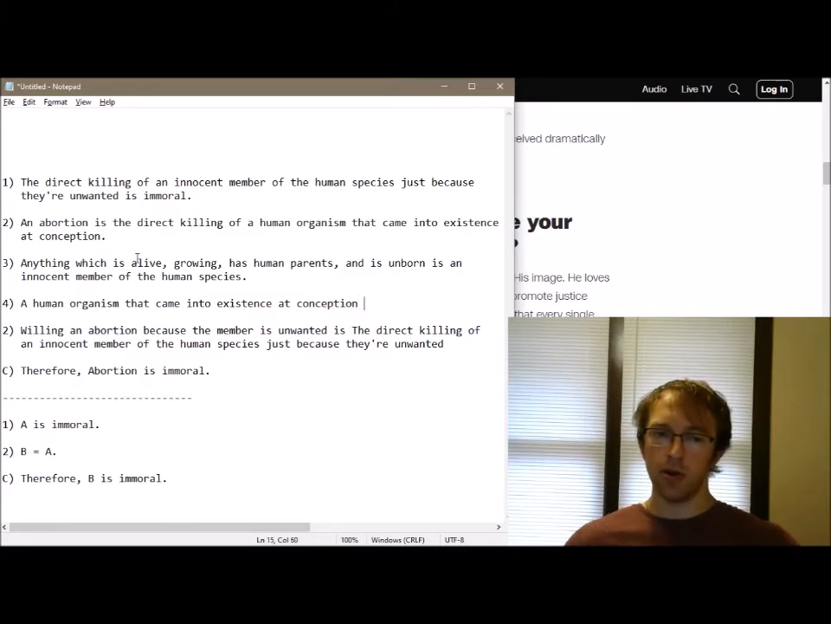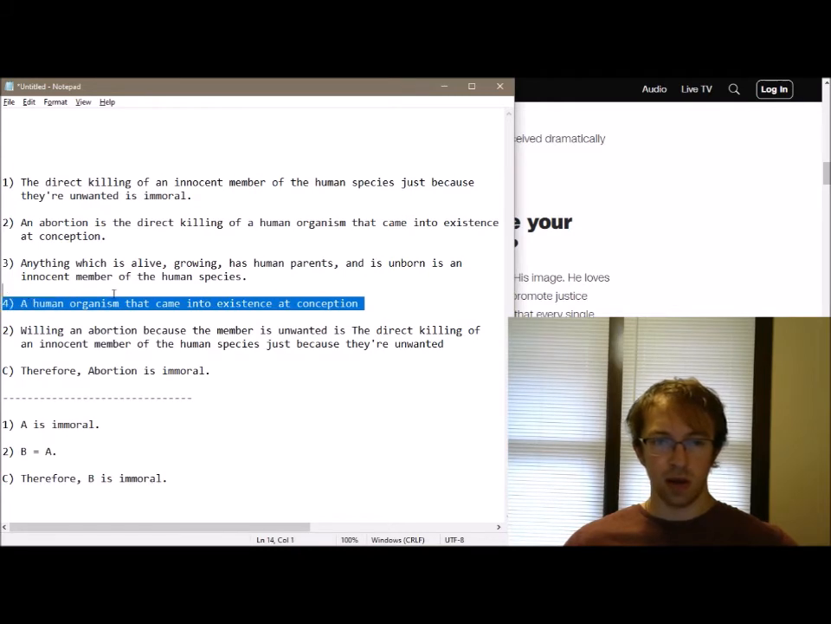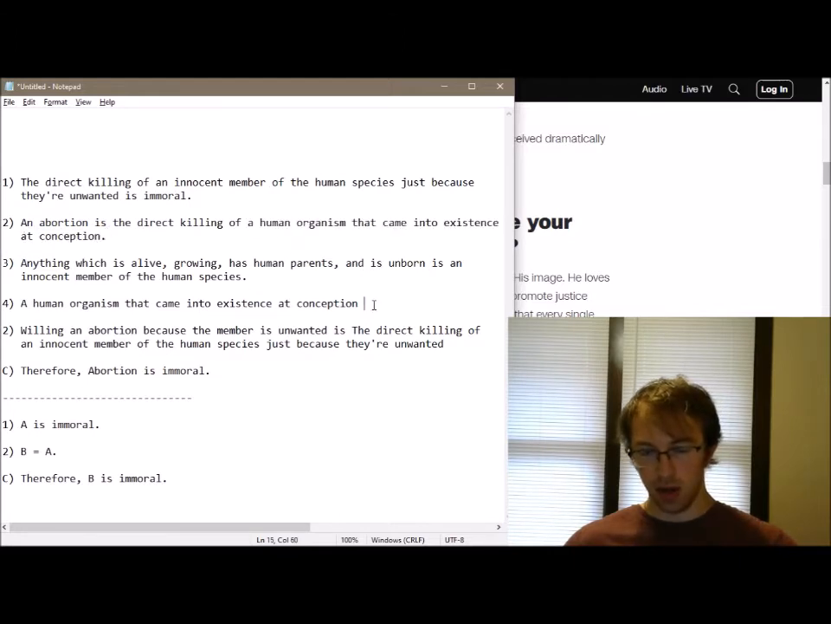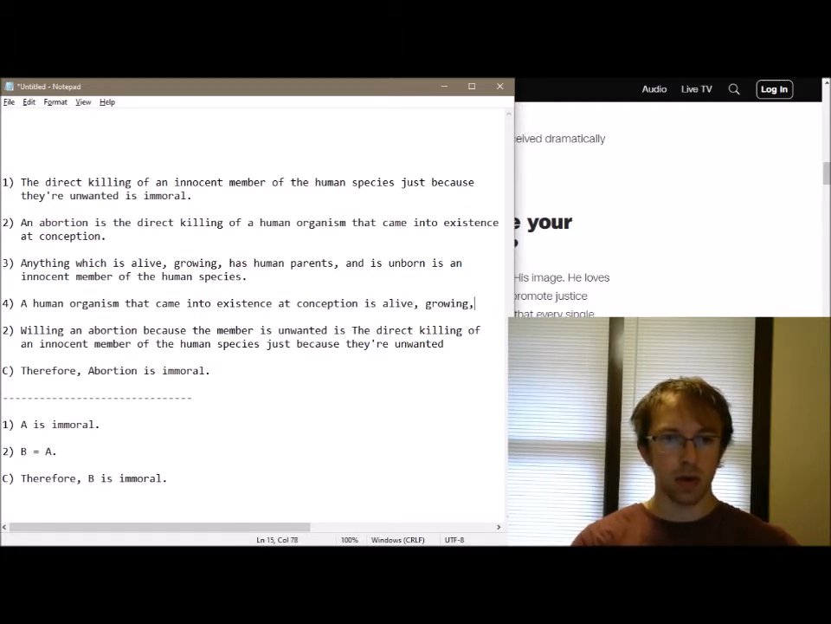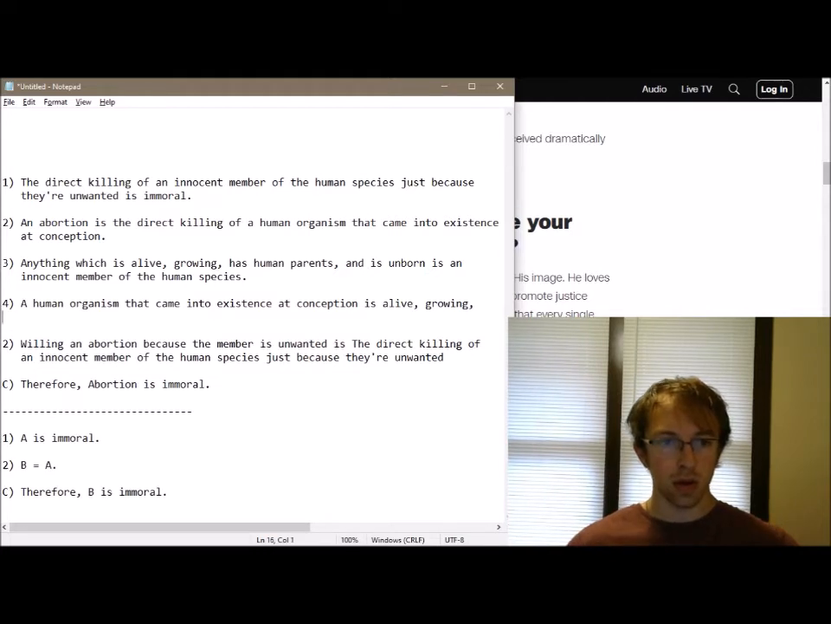Now, notice you want to use the same language when you do these, right? A human organism that came into existence at conception. That's the same language I use in premise two. This helps your argument to be clear, okay? I'm going to say a human organism that came into existence at conception is alive, growing, has human parents, and is unborn.